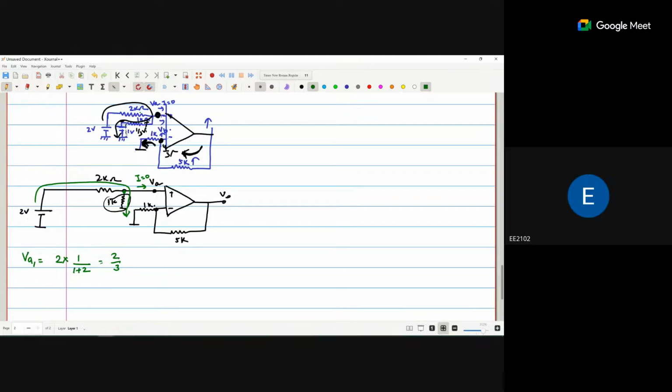Okay, so if VA1 is 2 by 3, what is the V out? We know the formula: V01 is equal to (1 plus RF by R1) times VA1. So directly using this formula, RF is 5 and R1 is 1, so 1 plus 5 by 1 is 6. That means 6 multiplied by VA1, and VA1 is 2 by 3. So that is 4 volts.